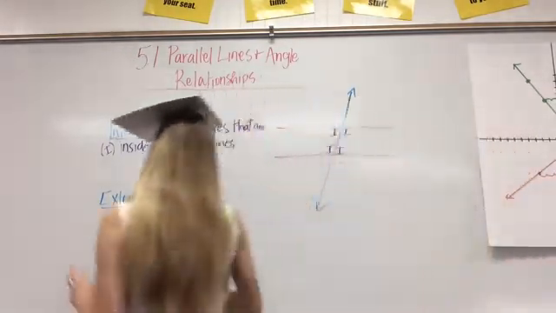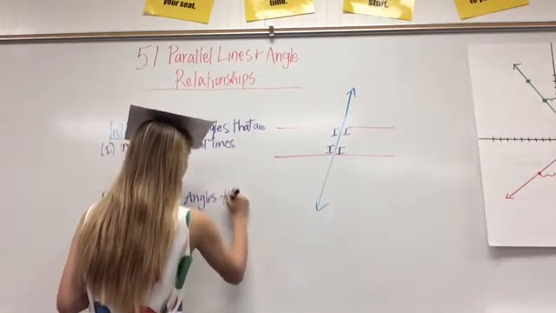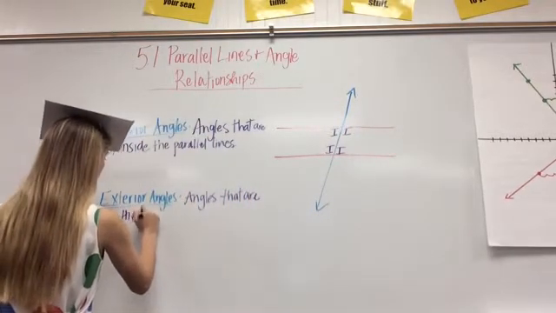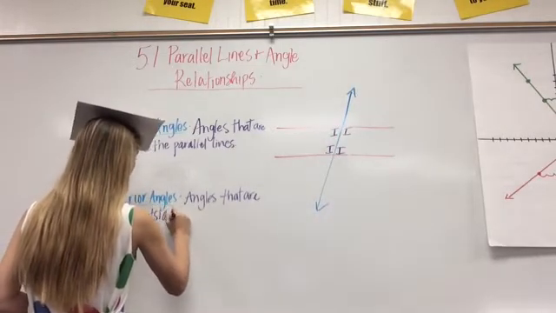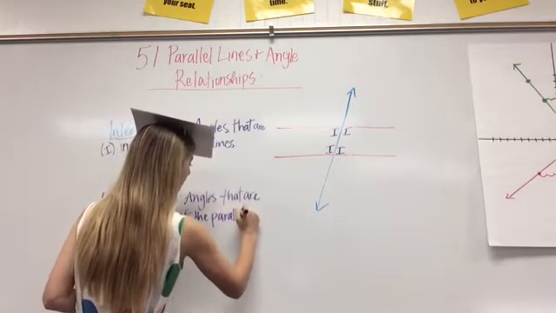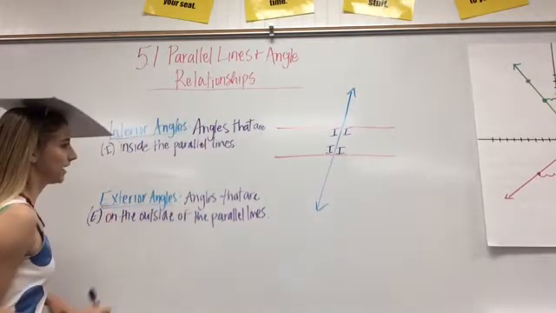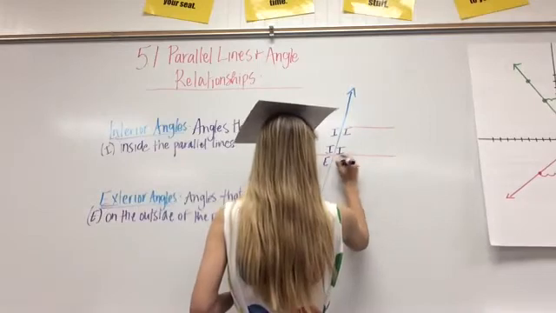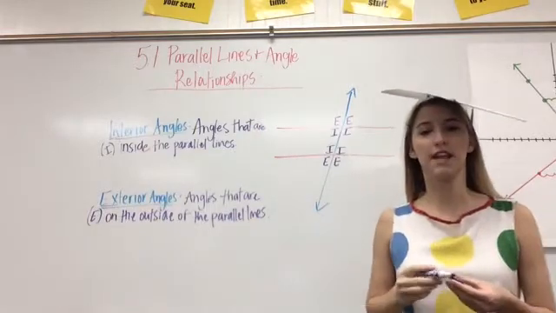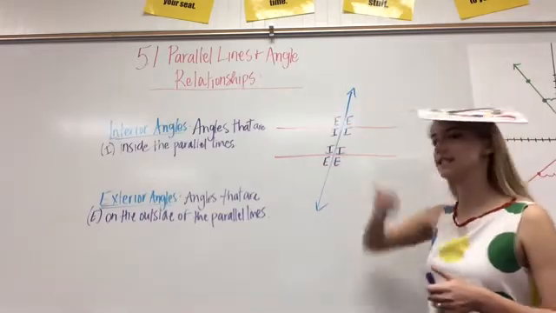Okay, so exterior angles, you got it, are angles that are on the outside of the parallel lines. And I'm going to go ahead and label those with an E for right now. Okay, so these are all exterior. So remember, the interior ones are inside these two parallel lines. Whatever angles are formed outside are exterior.